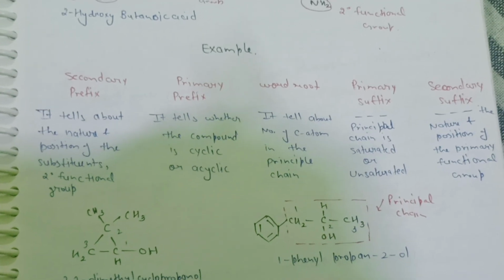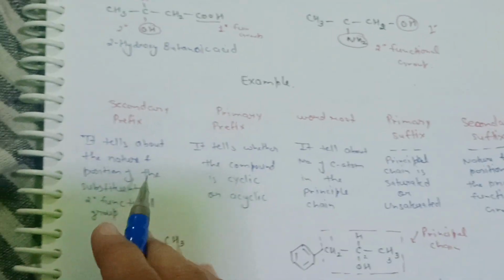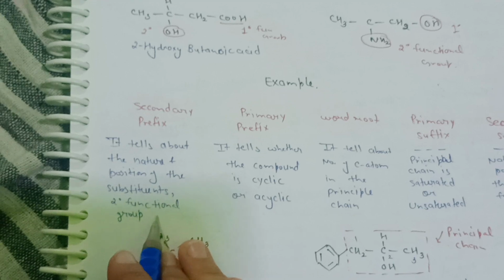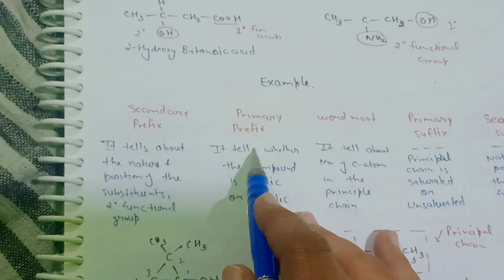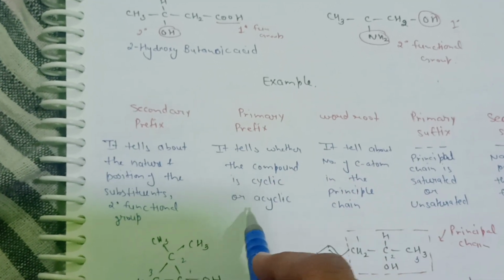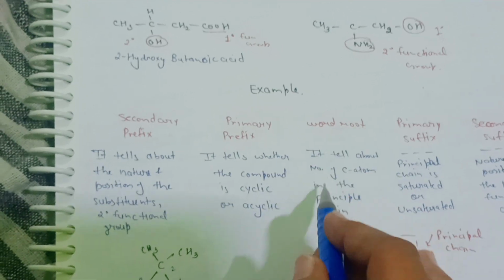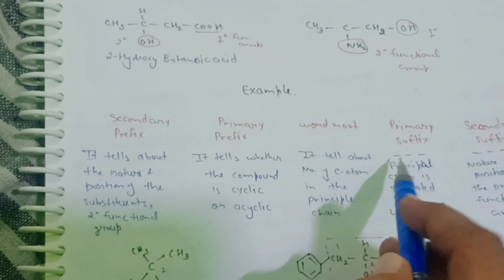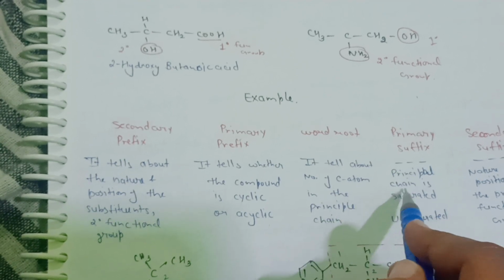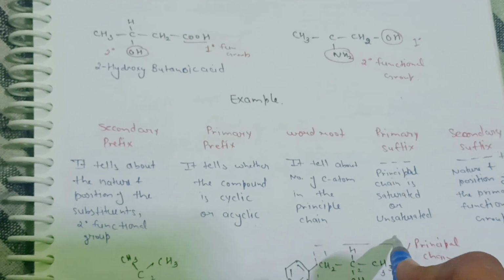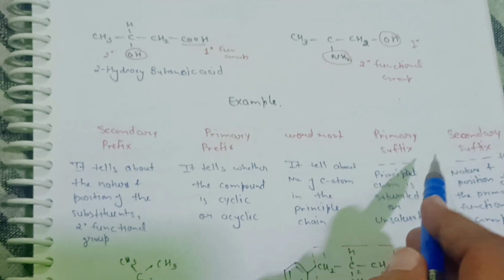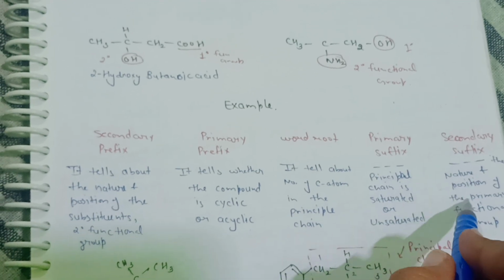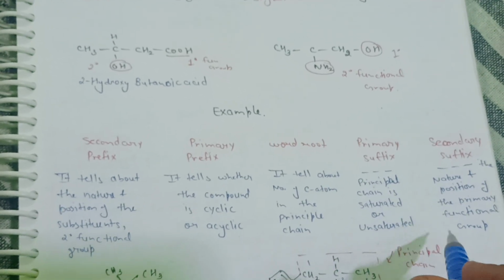Secondary prefix. It tells about the nature and position of the substituent or secondary functional group. Primary prefix. It tells whether the compound is cyclic or acyclic. Word root. It tells about the number of carbon atoms in the principal chain. Primary suffix. It tells whether the principal chain is saturated or unsaturated. Secondary suffix. It tells about the nature and position of the primary functional group.